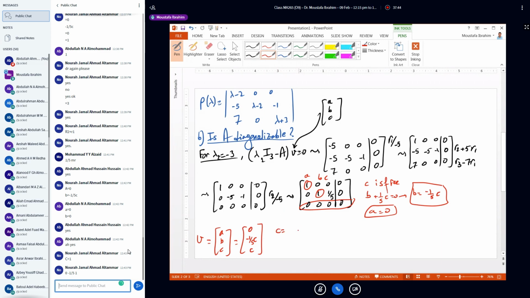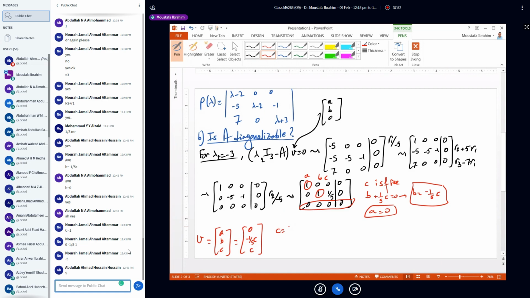But look, let's take something without fractions. So what do we take? Let's choose C such that we don't have fractions. 5, very good, different than 0. So V2 is 0, negative 1, and 5. So you see, we don't have fractions. You can also take minus 5, so you get 0, 1, minus 5. So again, it's true. This is an eigenvector associated with lambda 2 equal to minus 3.